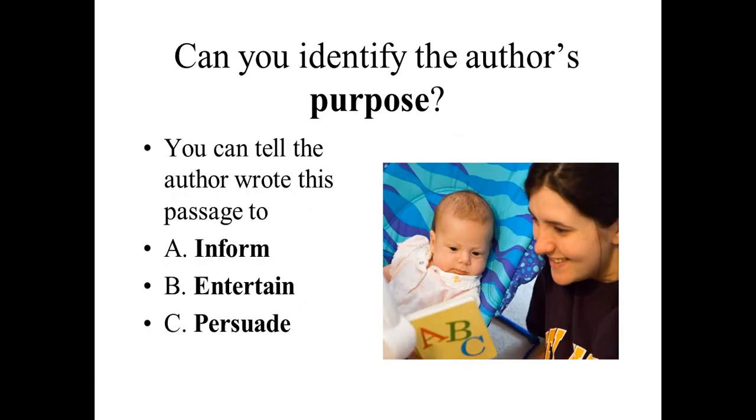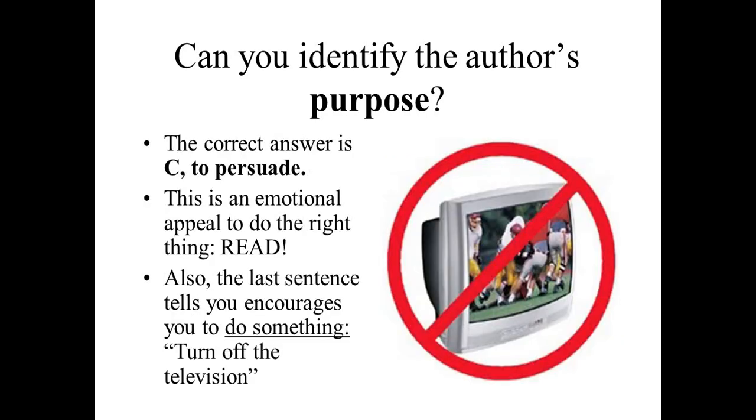So, thinking about what the author said in this passage, do you think the author wanted to inform, entertain, or persuade? The correct answer is C, to persuade. This author is using an emotional appeal to do the right thing. Read with your children. The last sentence makes it very clear that the author's purpose is to persuade, because it says that you need to do something. You need to turn off the television and read.